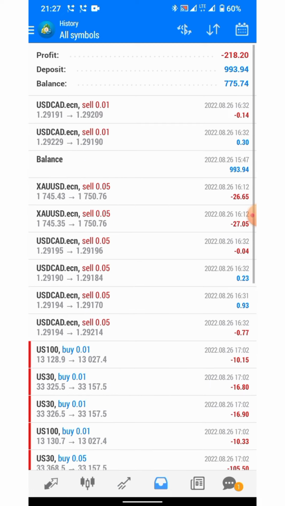So actually, I funded this account today with about 1K, and the first trade that I took was gold. USD CAD, okay, I think I was actually trading USD CAD and gold simultaneously, but the first one that I took was, I think, gold.